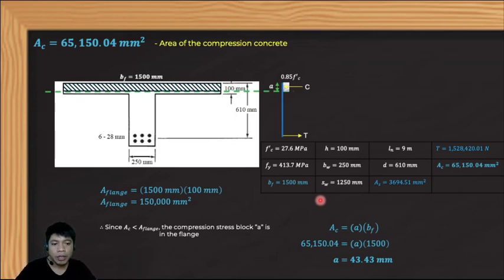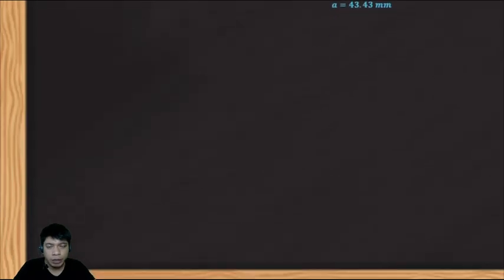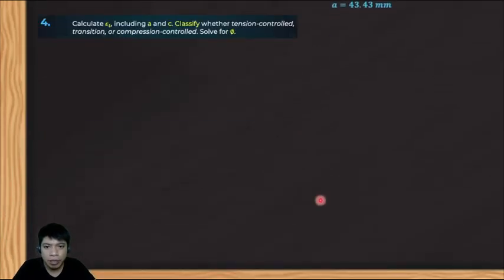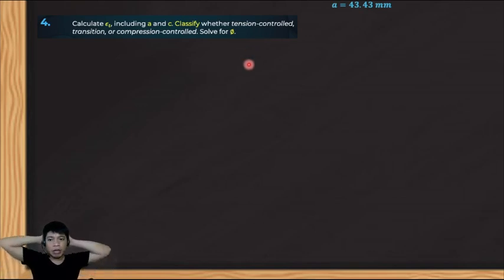So, ayun. So, ngayon, ano na yung next na gagawin natin, guys? So, pagkatapos natin ma-compute si A, that is, yun nga yung 43.43, no? Ang sabi sa step 4 is we can now calculate the tension strain. Okay? That is epsilon sub T, including A and C. So, yung A, na-compute natin sa taas, so C na lang yung problema natin. And then, we are going to classify whether the T-beam nga is in tension controlled or transition or compression controlled. And then, after natin maklasify guys, malalaman natin yung ating value ng ating phi. Okay? So, yun guys, no?